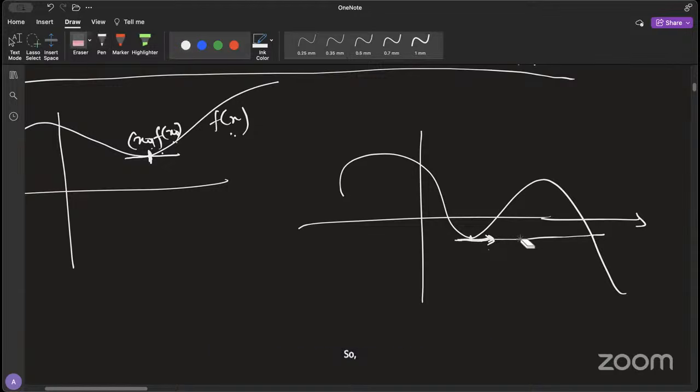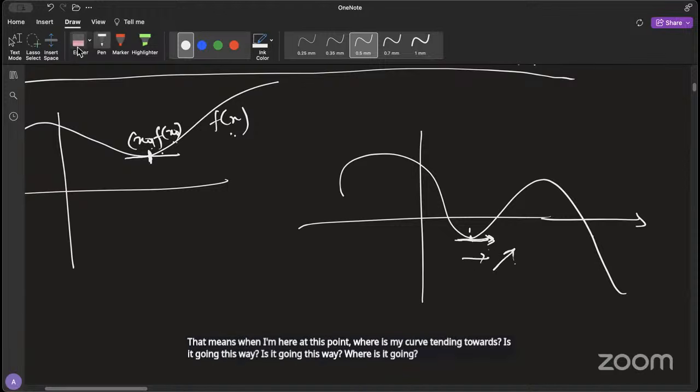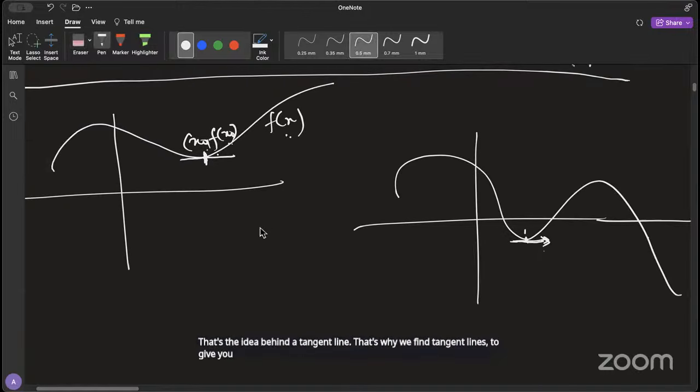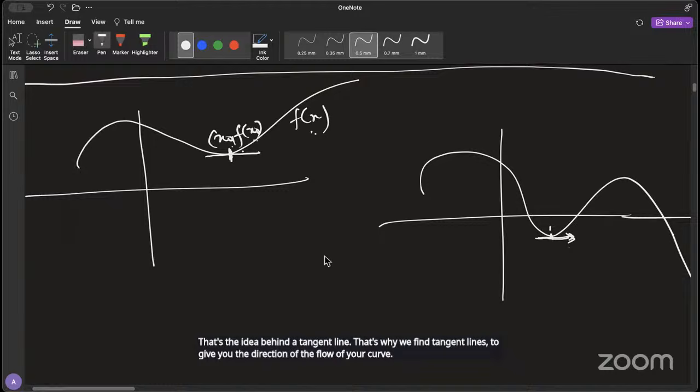So the important part of your tangent line is not that it touches your graph only at one point. In this neighborhood, though, in this small region, in the vicinity of this point, in the closeness of this point, this line only touches your graph at one point. That's true, but its main purpose is that it gives you the direction of the flow of your curve. That means when I'm here at this point, where is my curve tending towards? Is it going this way? Is it going this way? Where is it going? That's the idea behind a tangent line. That's why we find tangent lines, to give you the direction of the flow of your curve. Is it clear so far?